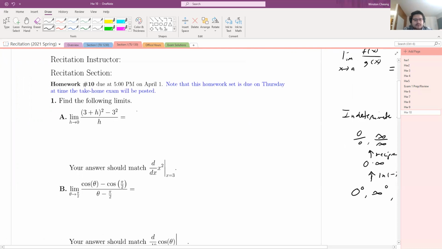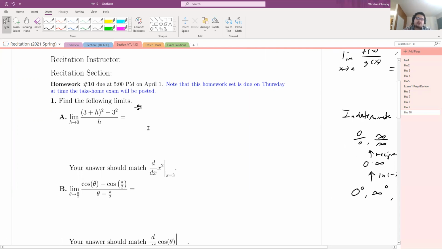Well, part A, I guess. We could just do this with algebra, but since we're doing L'Hopital's, we should probably try to use L'Hopital's. So if you were to naively plug this in, you'd get 9 minus 9. You'd get 0 on top, and you'd get 0 on the bottom.